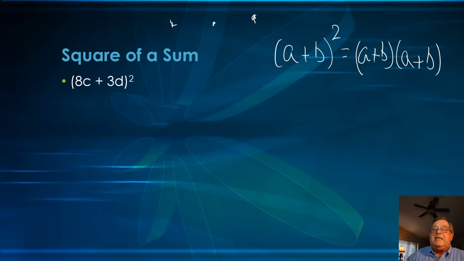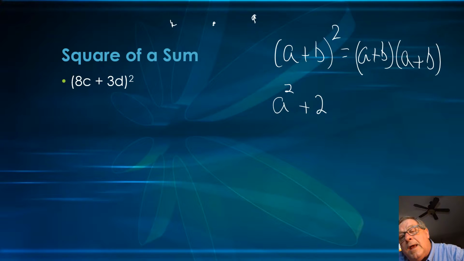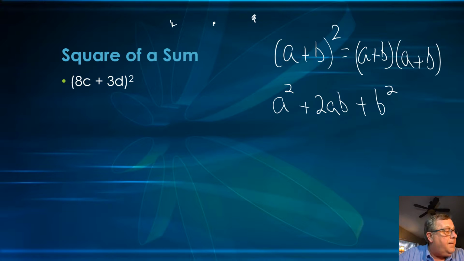Now the pattern that we see when we have the square of a sum, a binomial that is being squared, is that this would equal a squared plus 2ab plus b squared. And that's the pattern that we see.